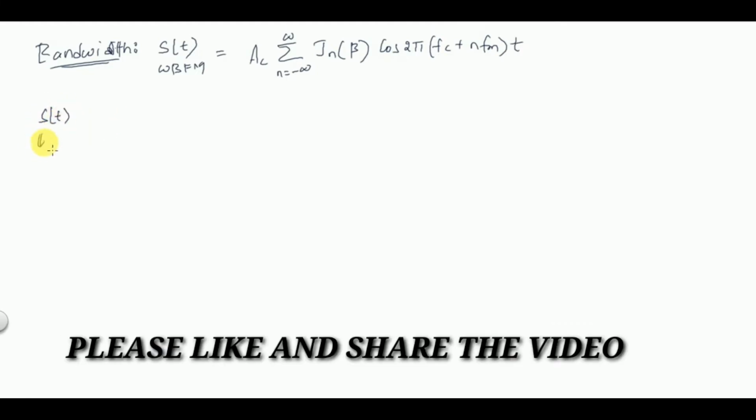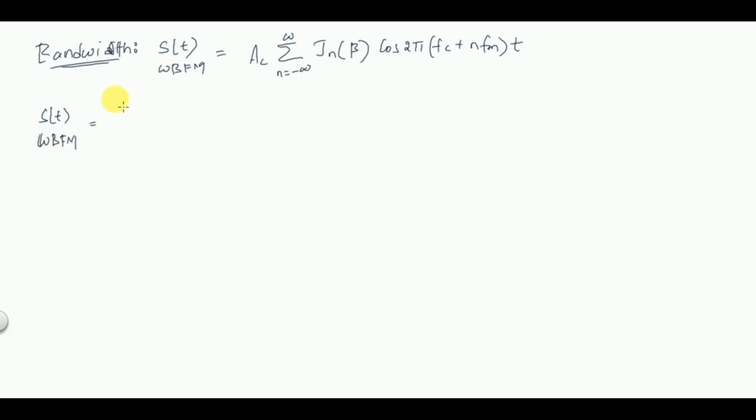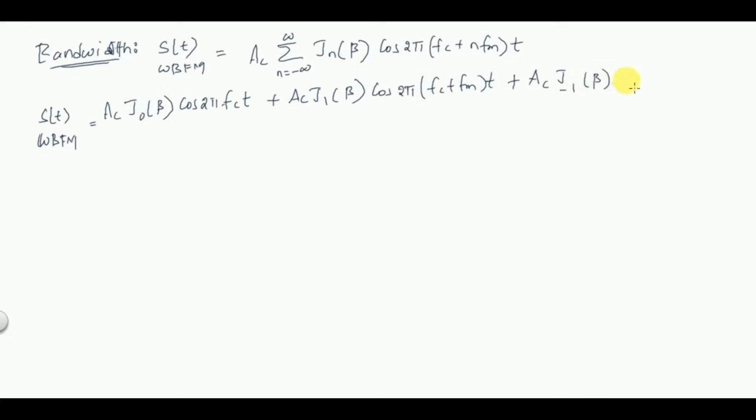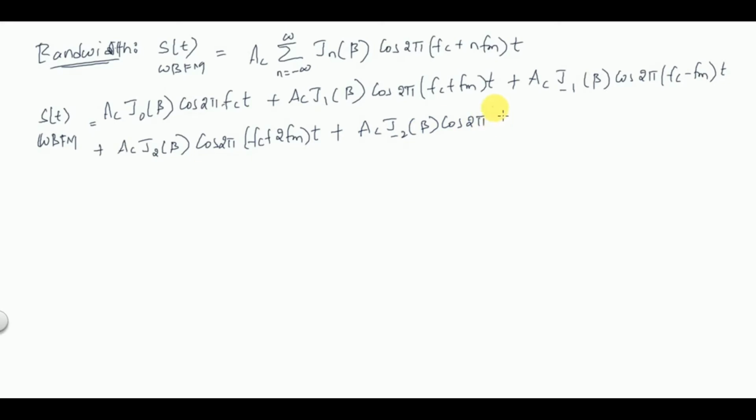I am expanding that. S of t of the WBFM signal is given by AC into, first of all substituting 0, J0 of beta into cos 2 pi fc t, plus when I substitute 1, J1 of beta into cos 2 pi (fc plus fm) t. When I substitute minus 1, AC J minus 1 of beta into cos 2 pi (fc minus fm) t, plus when you substitute 2, J2 of beta into cos 2 pi (fc plus 2fm) t, plus when I substitute minus 2, AC into J minus 2 of beta into cos 2 pi (fc minus 2fm) t.